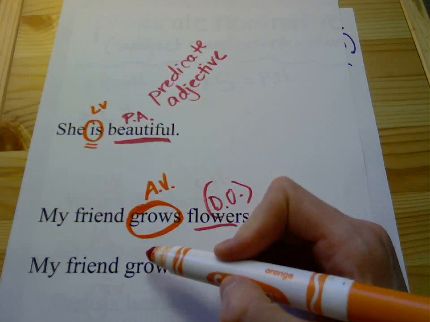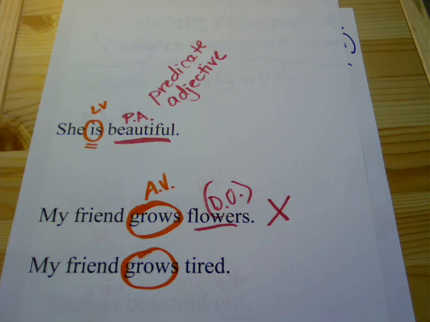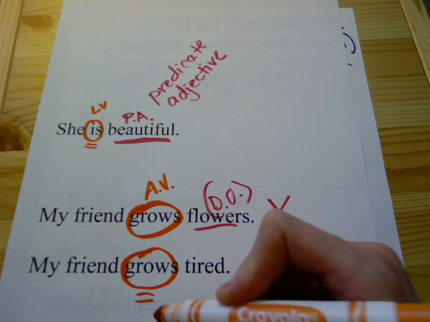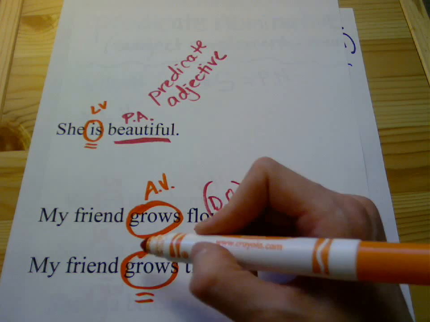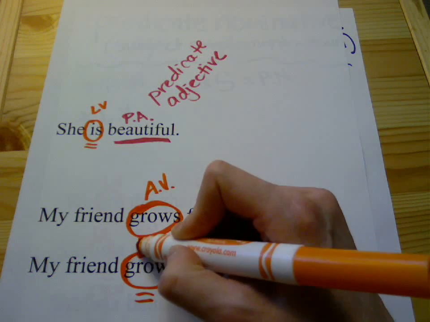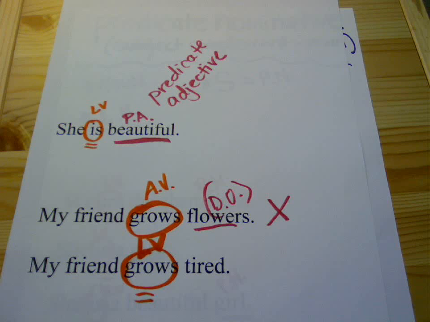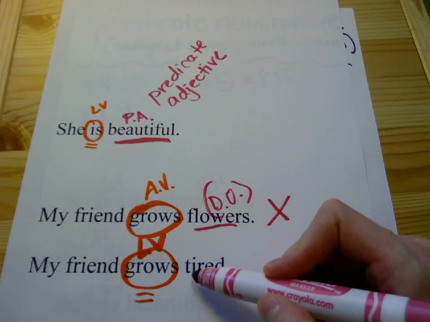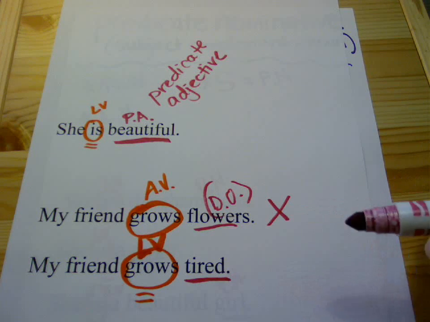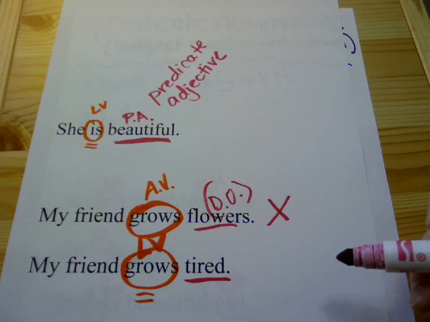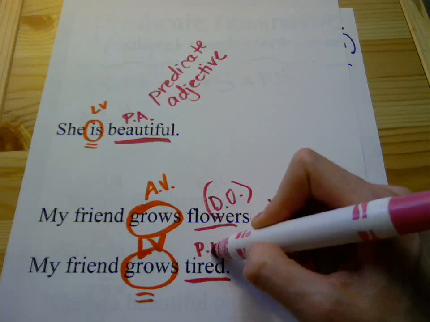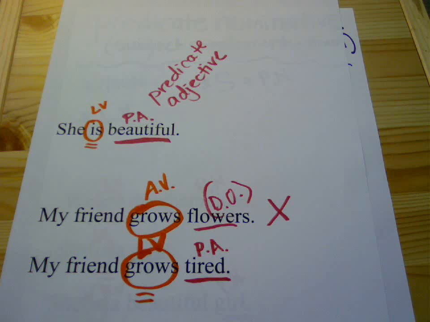My friend grows tired. Now, could we replace this with an equal sign? My friend equals tired? Absolutely. So this is our linking verb. So in this sentence, we want to think that we're probably going to have a predicate nominative or a predicate adjective. Let's take a look. My friend equals tired. Noun or adjective? This time we have a predicate adjective.